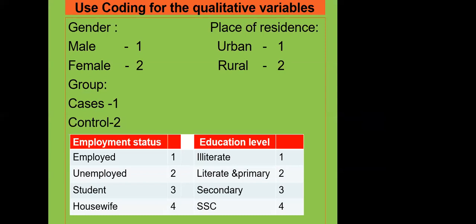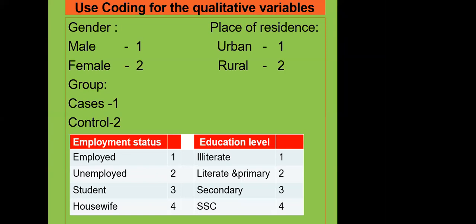Then how to assign the codes? Suppose you sought a response regarding the gender of your subjects. While recording the response in your questionnaire, you check the box of male or female. So when you enter the data, you assign numeric code values. One assigns value 1 for male and 2 for female. Similarly for urban and rural, assign value 1 for urban and 2 for rural.